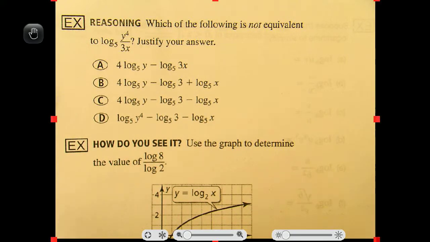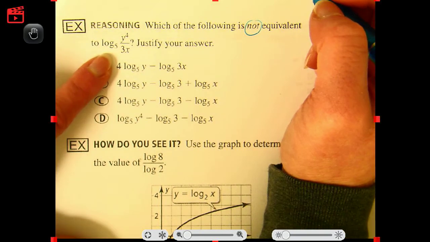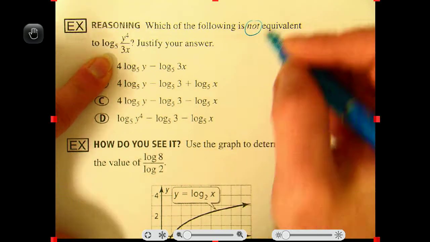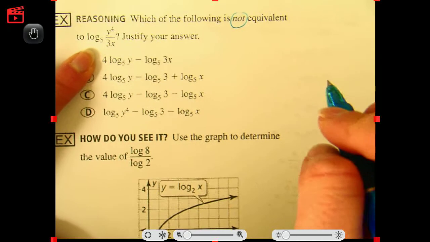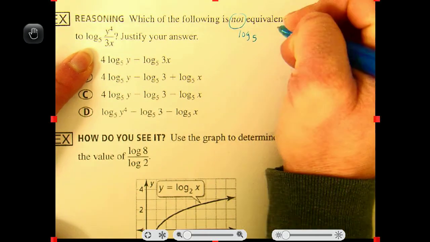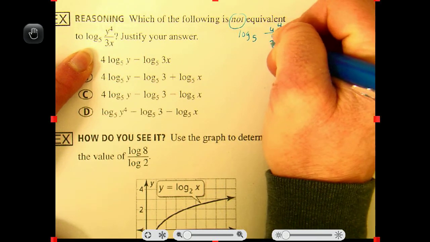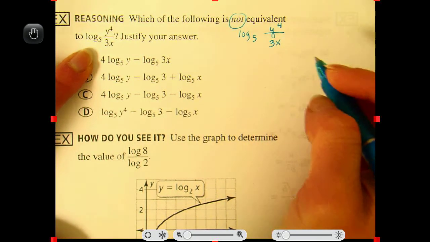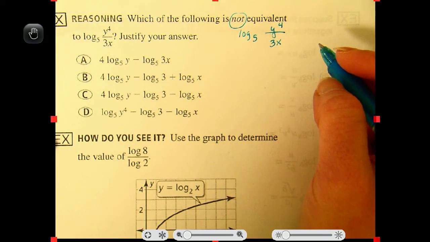This question wants to know which of the following is not equivalent to this log setup. It says justify your answer. So I'm going to go ahead and write this off to the side, do all the math, and then we'll see which one doesn't work. It'll be good practice that way. So if you wanted to pause the video, try it on your own, and then you can just fast forward, see if you got it right or not. Probably be a good idea. You could do that at any point throughout the video.